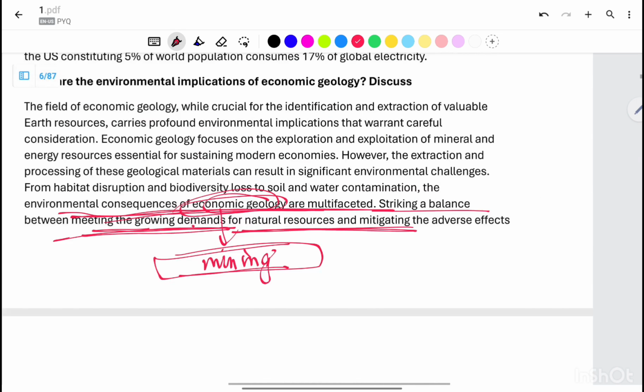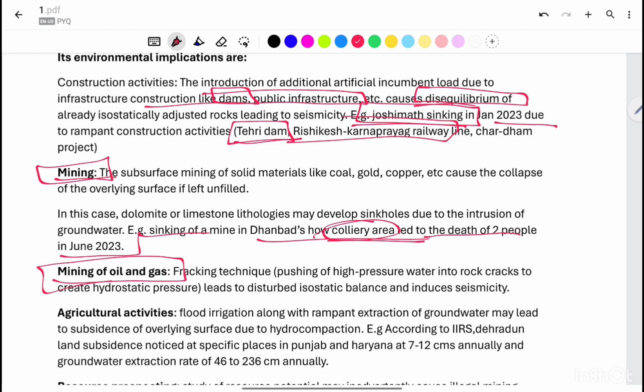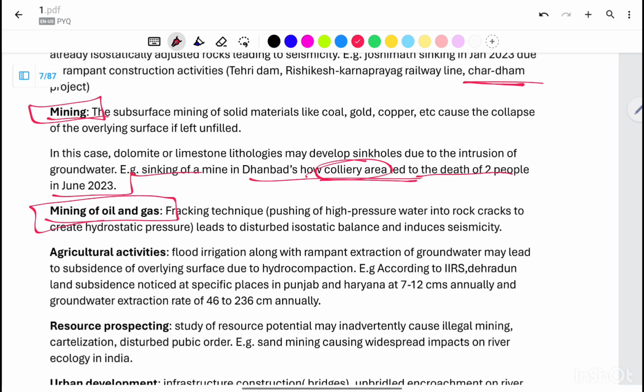So we have to say that first you go for mining, construction like dams, public infrastructures, causing disequilibrium. Joshimath is because of the construction of, first a dam, and then a railway line as public infrastructure: Rishikesh Karnaprayag railway line, Teri Dam, and then the Chardham project, right? Subsurface mining and deep surface mining is also present over here.